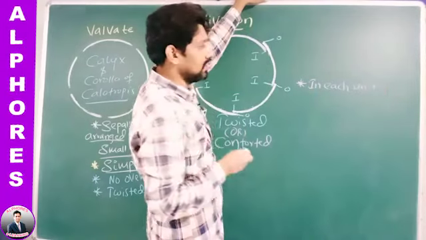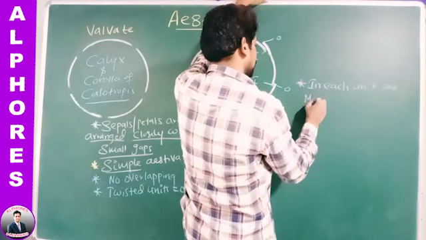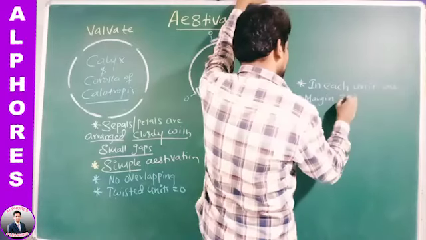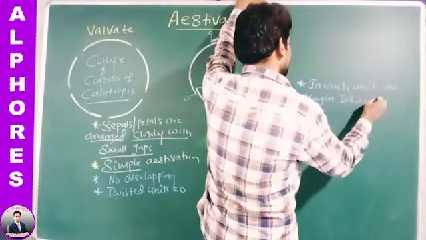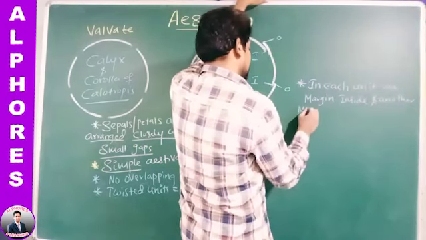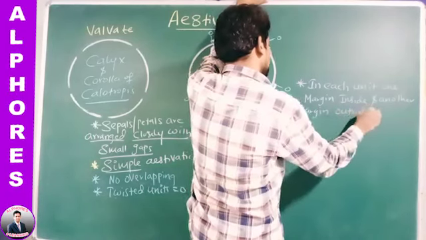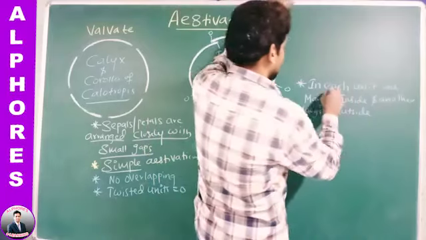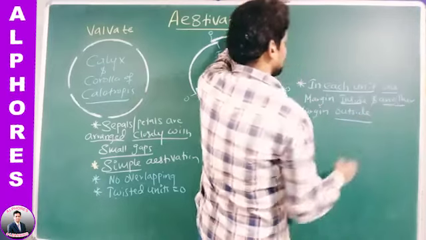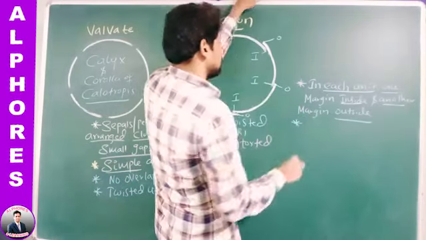In each unit, write one margin inside and another margin outside. One margin inside and another margin towards outside, in each unit. Okay, right? Therefore, see this diagram once.